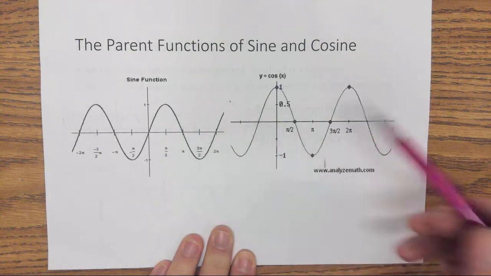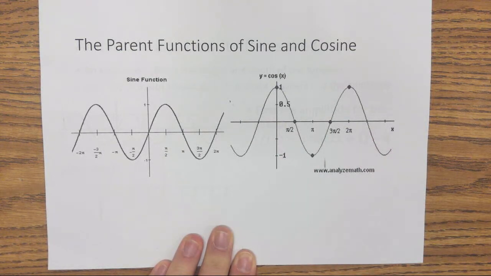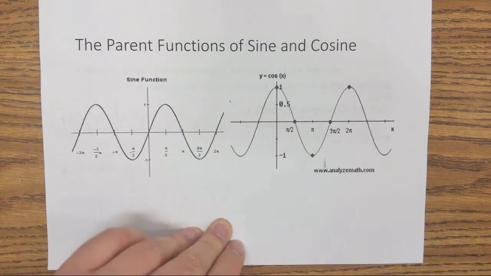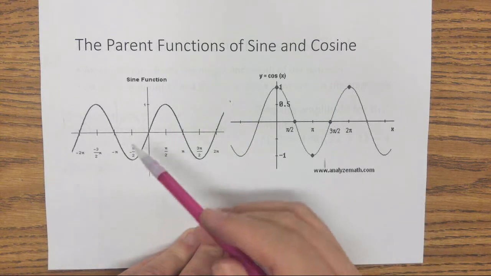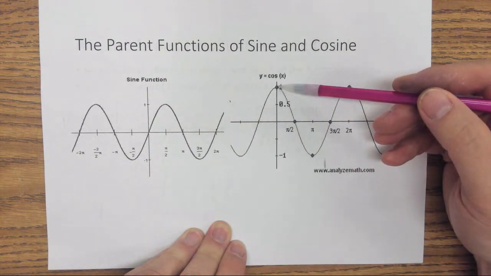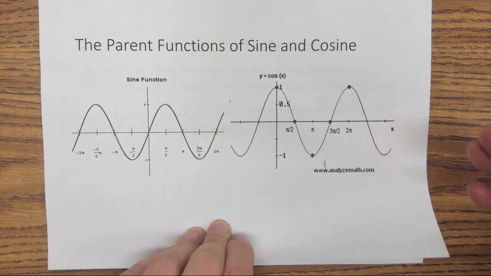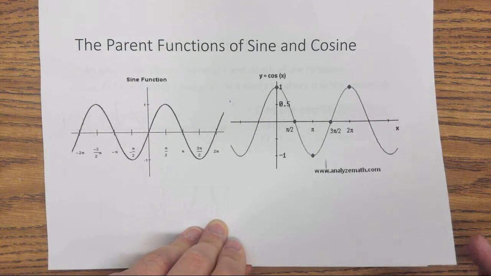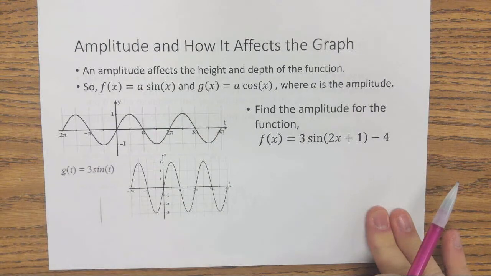Okay. So that's what the parent functions look like, and that's always just kind of where you're going to start when you go and are trying to graph some of these functions. Remember that sine starts at the origin and cosine starts at the point 0, 1. Okay? Alright.